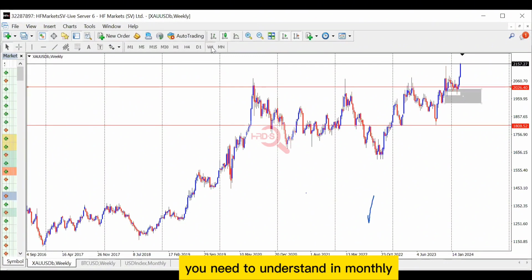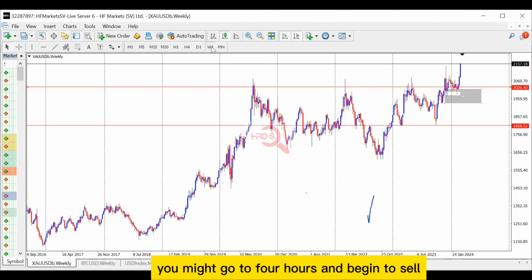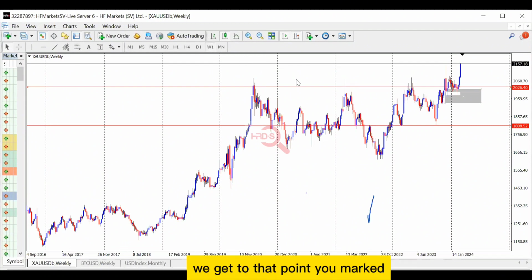You need to understand in monthly, is it an uptrend? If yes, then are we currently experiencing a discount? If yes, then you might go to 4 hours and begin to sell. But immediately we get to that point you marked, you stop selling. That is the 61.8 Fibonacci of weekly time frame or monthly time frame retracement. You stop selling and wait for market to realign back to the normal trend.